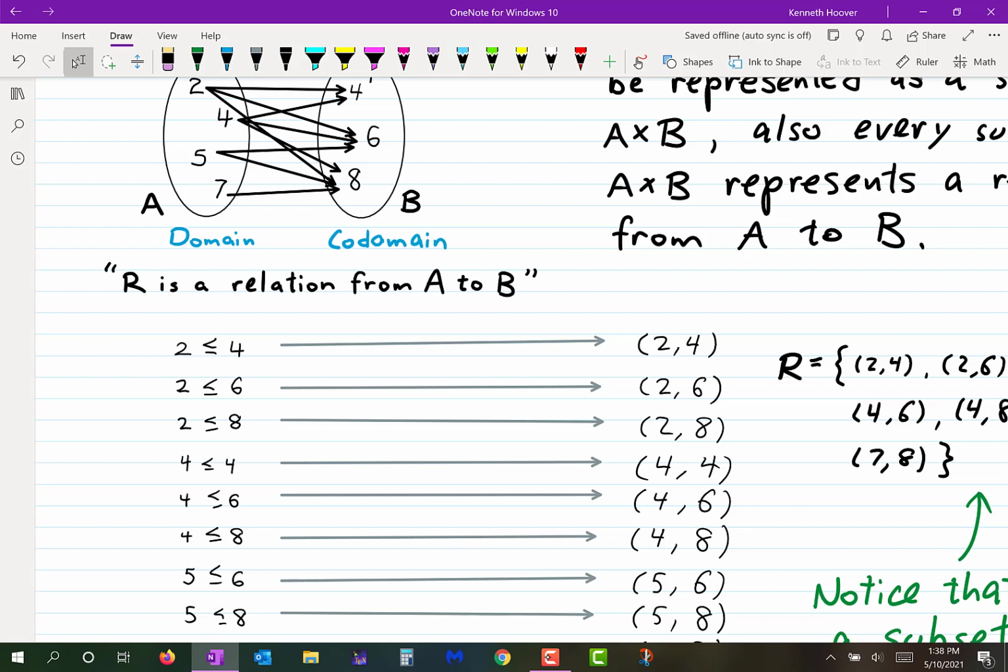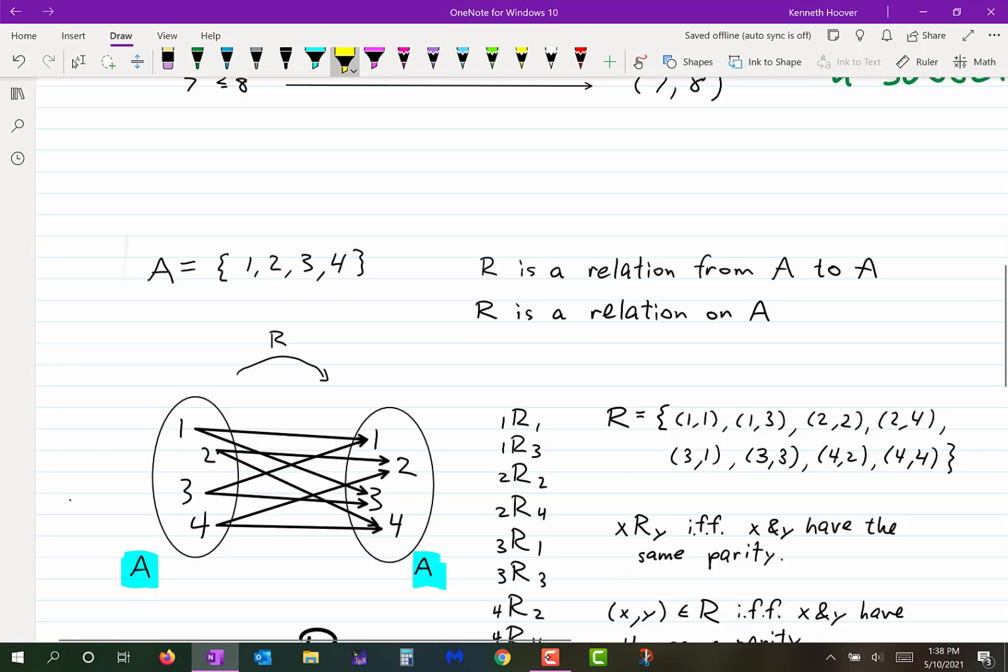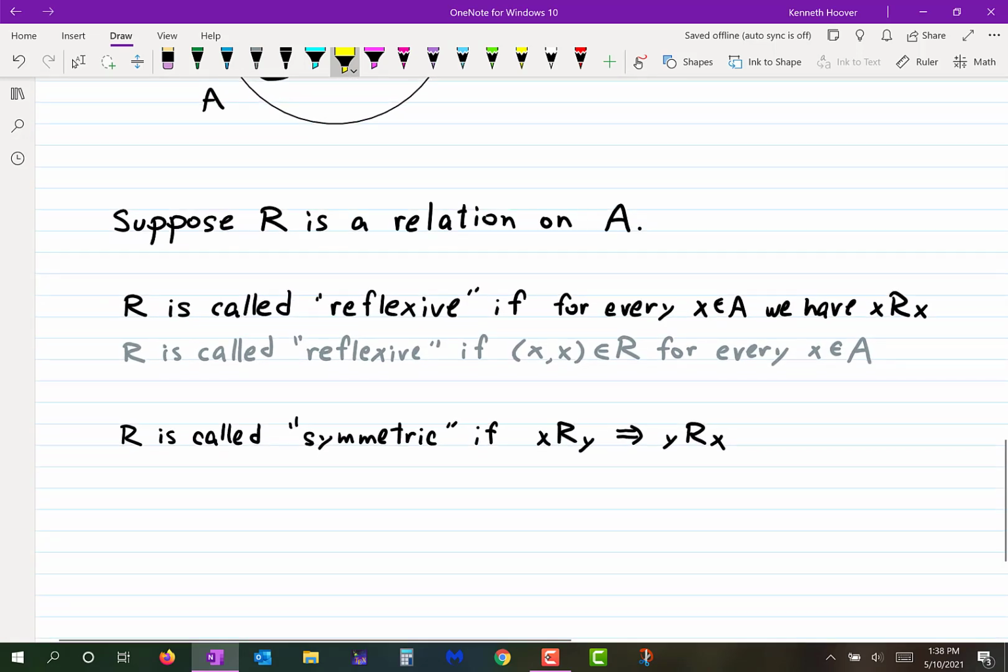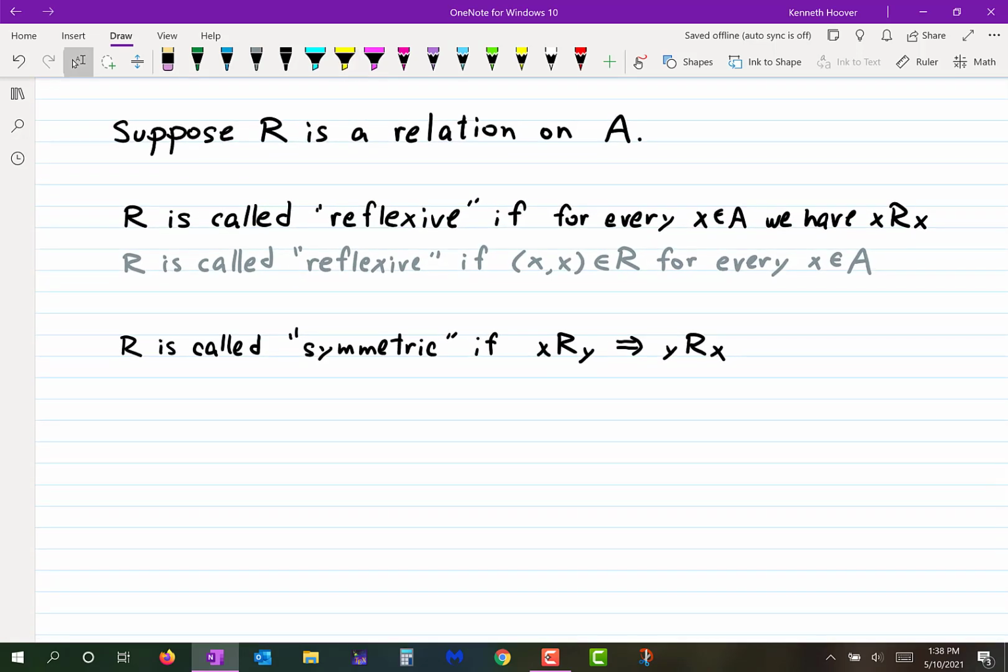So notice that 2 is related to 4, but 4 is not related to 2. So this is a relation that is, you could say, unidirectional instead of bidirectional. But what's better is to use the correct terminology and say it is not symmetric. If x being related to y automatically means that y is also related to x, in that case you would call it a symmetric relation.